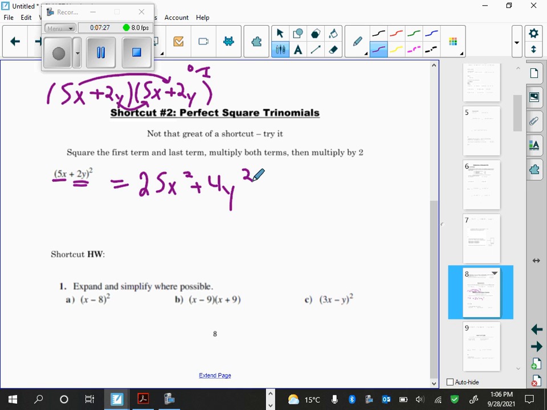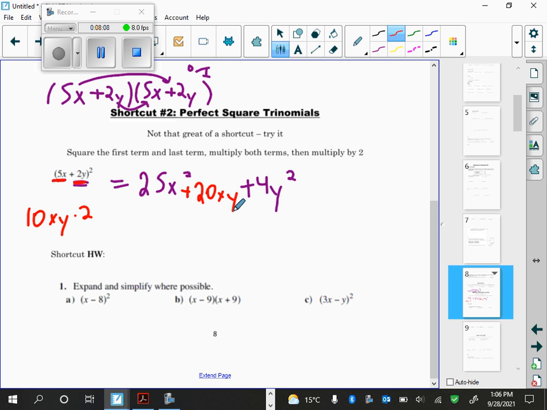So the 4y squared is part of the term, but it's the last term. And this is how you do the red term, or the middle term. It's 5x times 2y. What's 5x times 2y? 10xy. And then there's 2 of them, so then you multiply it by 2. So you get 20xy here. Everyone write that down. That's the shortcut. You don't have to do anything but that.